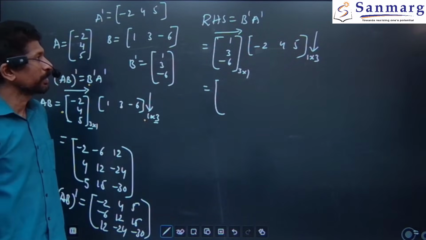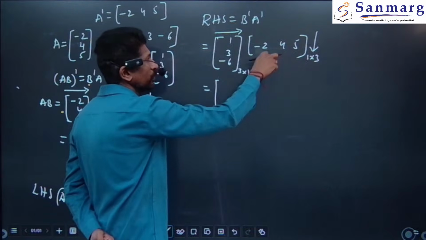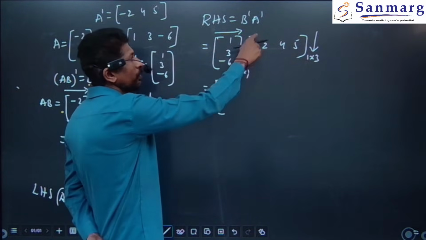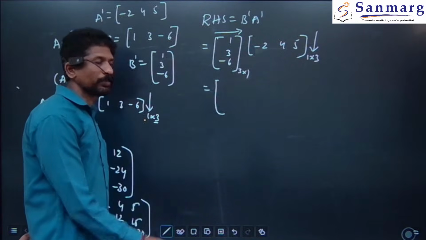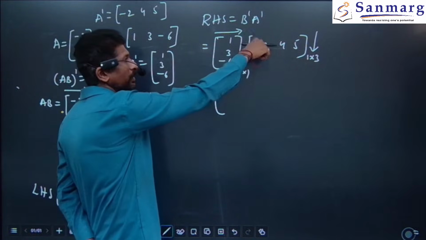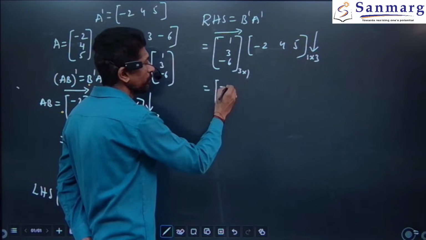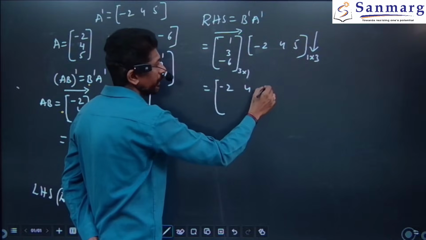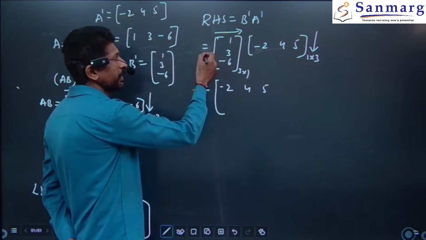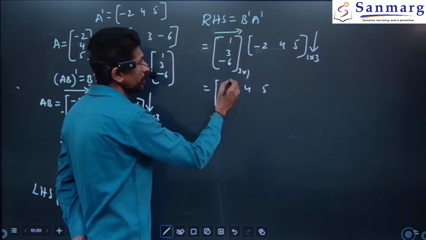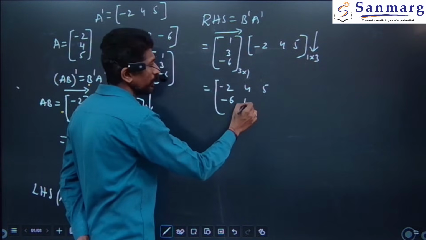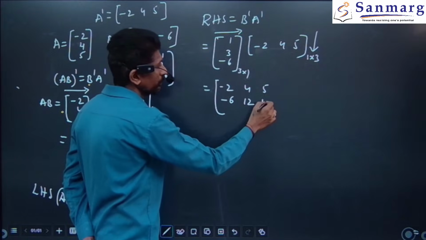The matrix multiplication is nothing but first row, first column, second column, third column, that is the first row. Consider the second row, again you have to multiply all columns, and third row consider all columns. So 1 into minus 2 is minus 2, 1 into 4 is 4, 1 into 5 is 5. Next, take the second row and all 3 columns. 3 into minus 2 is minus 6, 3 4s are 12, 3 into 5 is 15.